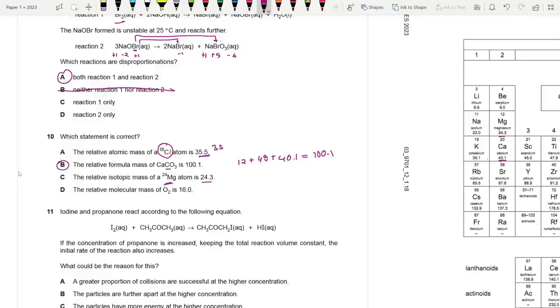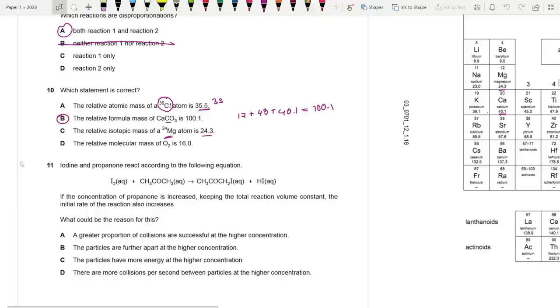And why is A wrong? It should have been the relative isotopic mass of chlorine 35 is 35. Because the relative atomic mass is the weighted average mass of all the isotopes of an element, compared to carbon 12. That's the logic. The relative molecular mass of O2 is not 16, it's actually 32. You guys know that.